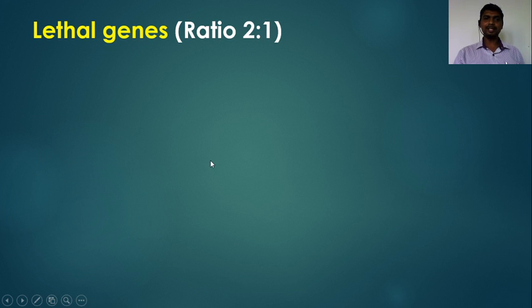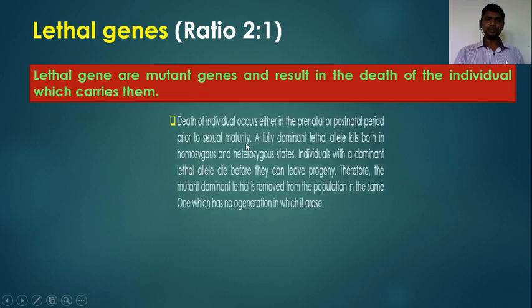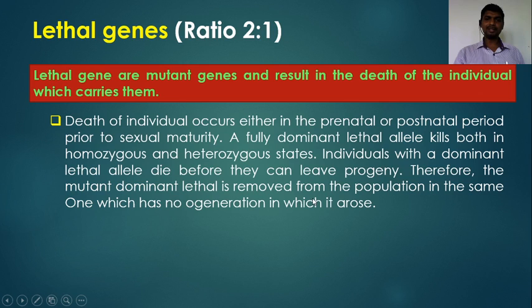Next to this is the lethal genes. The ratio is 2:1. Lethal genes are mutant genes and result in the death of the individuals which carry them. So these genes under homozygous condition are responsible for the death of the individual in which these genes are present or have undergone mutation. So death of the individual occurs either in the prenatal or postnatal period, prior to sexual maturity.